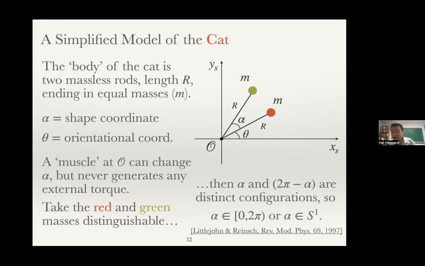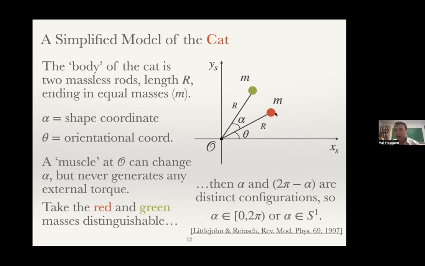So here is my very super sophisticated model of a cat. We're going to imagine two massless rods, in dark gray here, each having the same length. We'll call it R. And they're massless, so they don't do anything, but they're hinged at the origin of our coordinates. At the end of each rod is a mass, and I've colored these two masses because I want to think of them as distinguishable. I want you to be able to recognize which one is which.